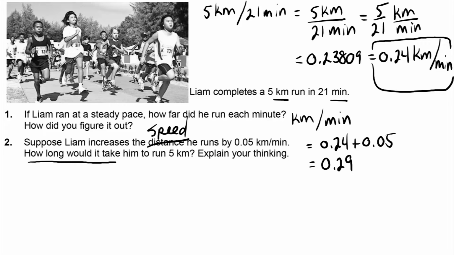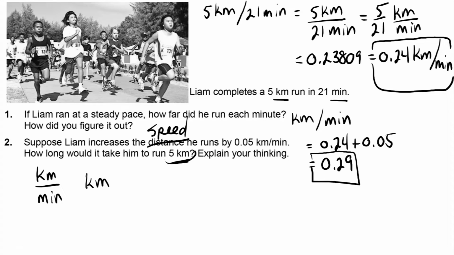With how long would it take him, we know our answer is going to be in minutes, in time. And this is where I'm going to think about my units a little bit. Right now I've got a rate in kilometers per minute, and a distance in kilometers. Whatever I do with the new speed and the distance of 5 kilometers, I have to end up with minutes at the end. In order for that to happen, I have to get the kilometers to cancel each other out, so they have to disappear from my equation.